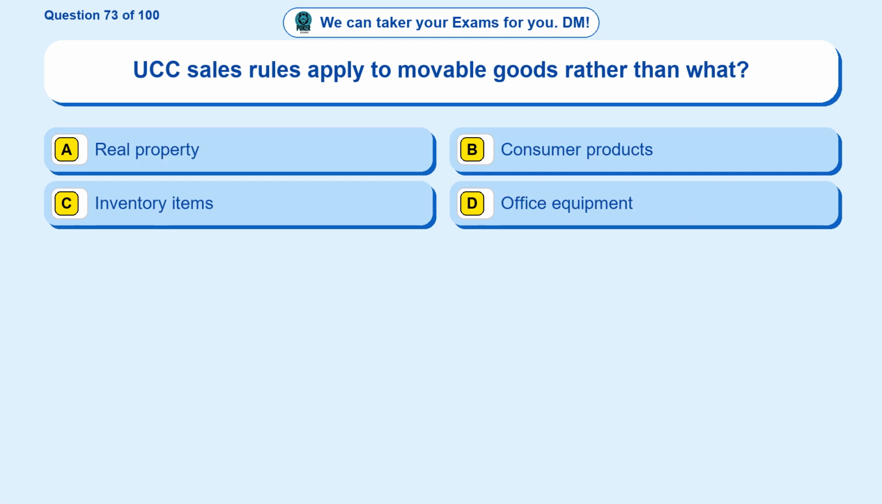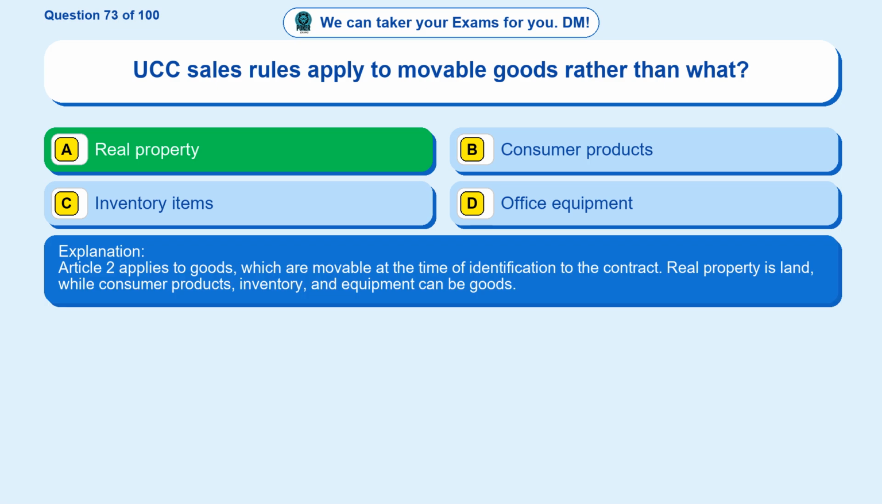Question 73. UCC sales rules apply to movable goods rather than what? Option A. Real property. Option B. Consumer products. Option C, inventory items. Option D, office equipment. The correct answer is option A, real property. Article 2 applies to goods, which are movable at the time of identification to the contract. Real property is land, while consumer products, inventory, and equipment can be goods.